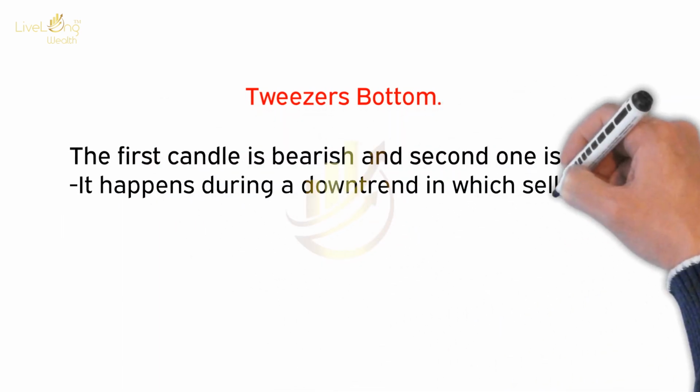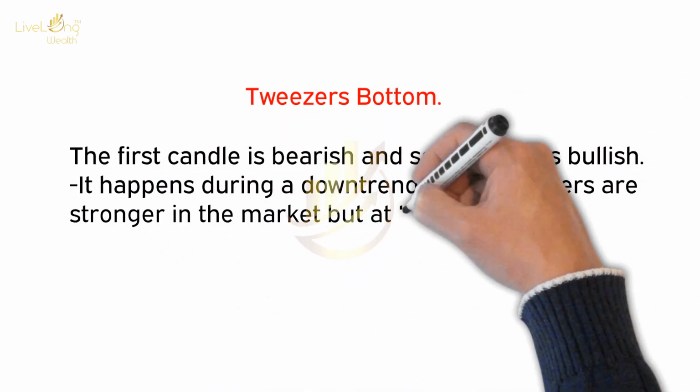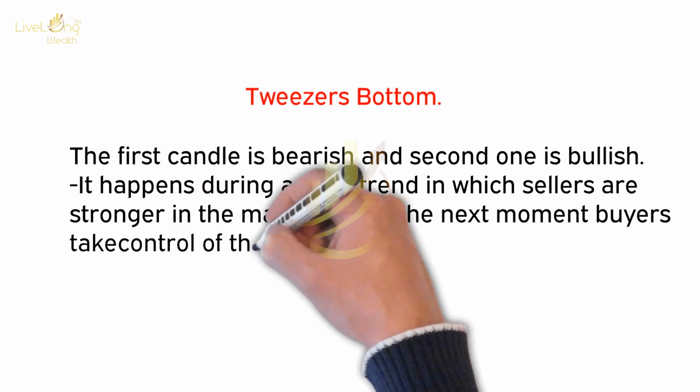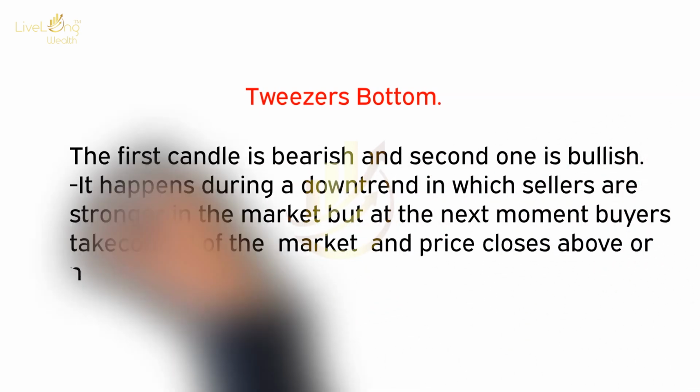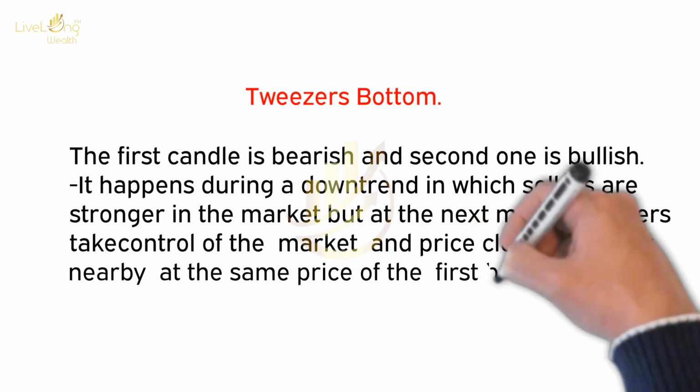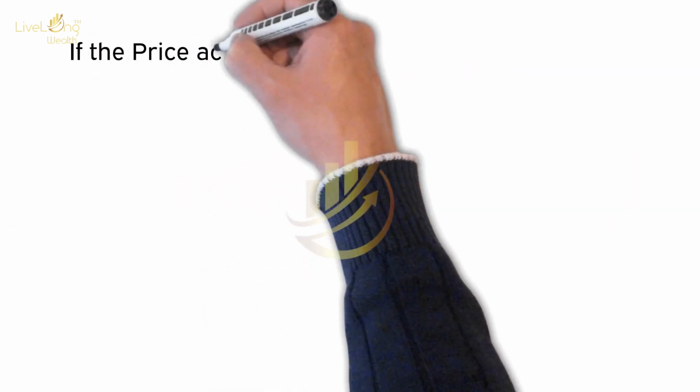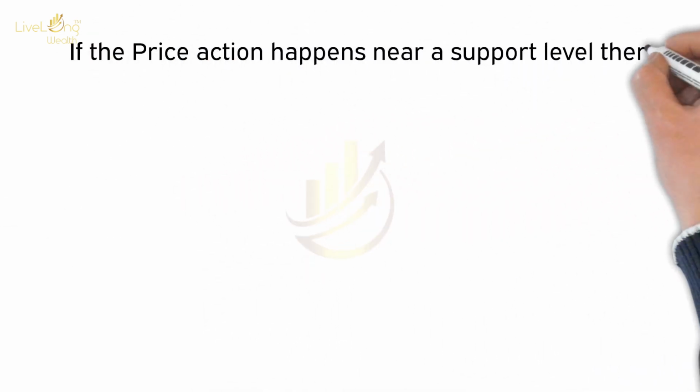Tweezer bottom: the first candle is bearish and the second one is bullish. It happens during a downtrend in which sellers are stronger in the market, but at the next moment, buyers take control of the market and price closes above or near the same price of the first bearish candle. If the price action happens near a support level, there may be a bullish reversal.